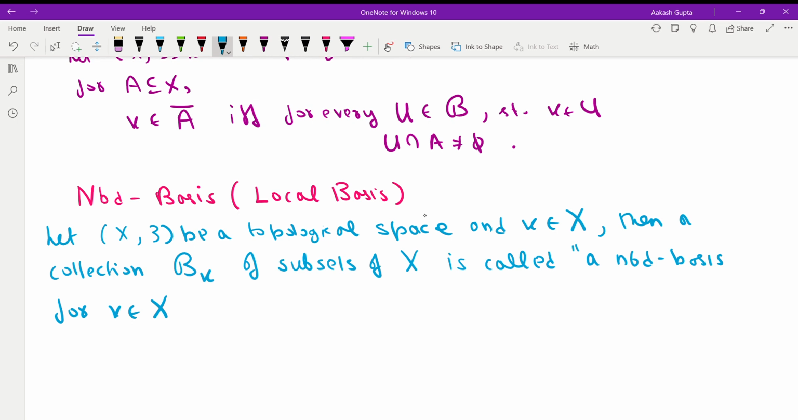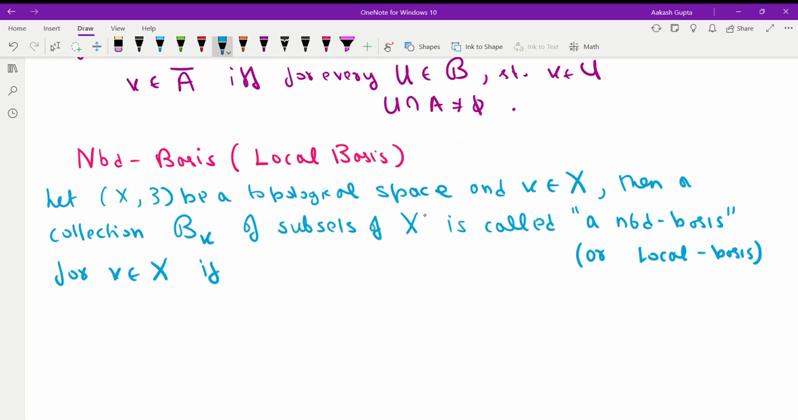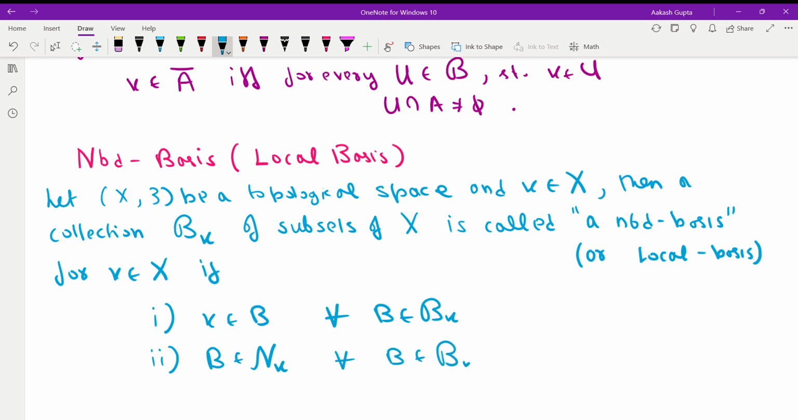So what is a neighborhood or local basis? Let me define like this. Number one, x belongs to B for every B in script B_x. Number two, every member of this script B_x is a neighborhood of x. So B belongs to N_x. Remember, N_x is the collection of all neighborhoods of the point x in some topological space. So B belongs to this for every B in script B_x.